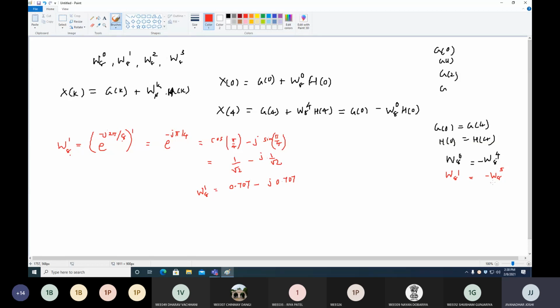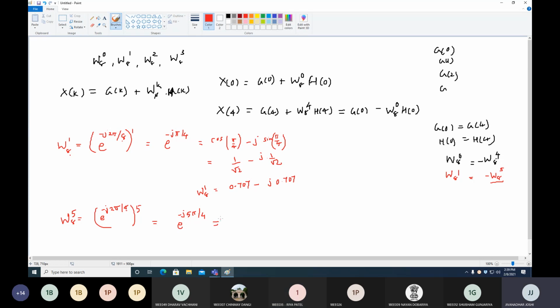Now let us figure out W8 raised to 5. So W8 raised to 5 is equal to how much? e raised to minus j 2 pi by 8, whole raised to 5. This is equal to e raised to minus j 5 pi by 4. Do you agree with me? Here there is a 2, here there is 8. If we cancel, it is e raised to minus j pi by 4 whole raised to 5. Is it correct? Say yes or no.